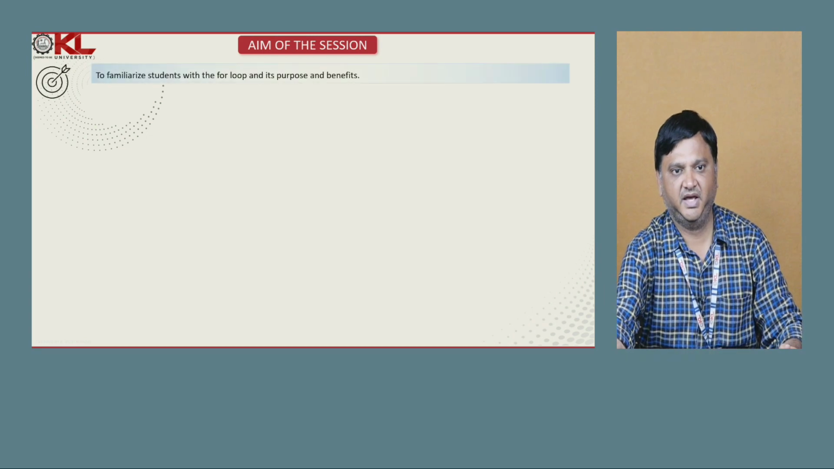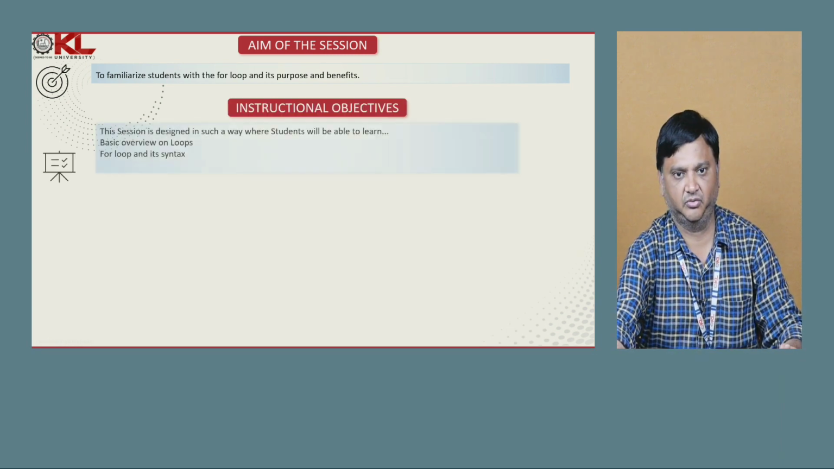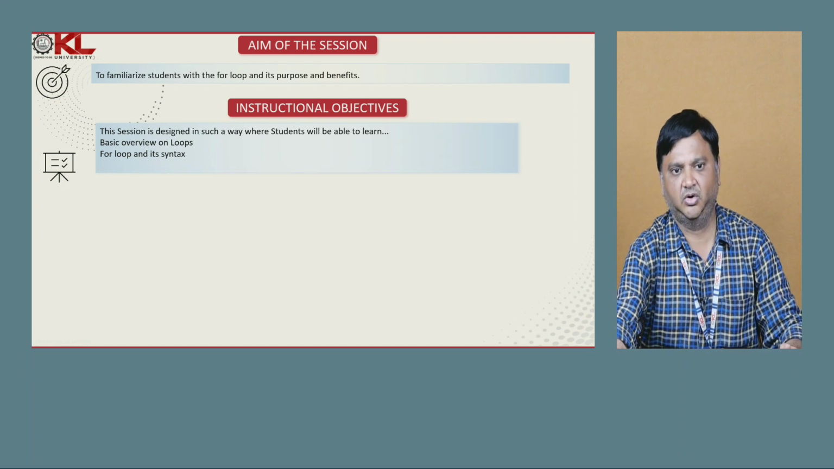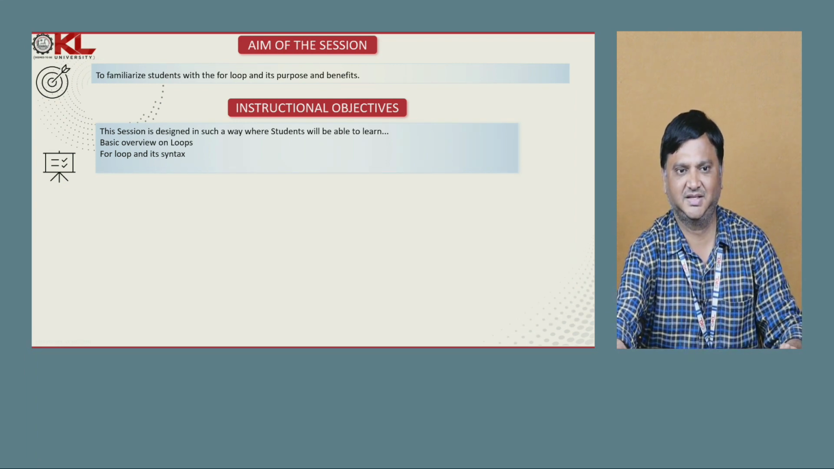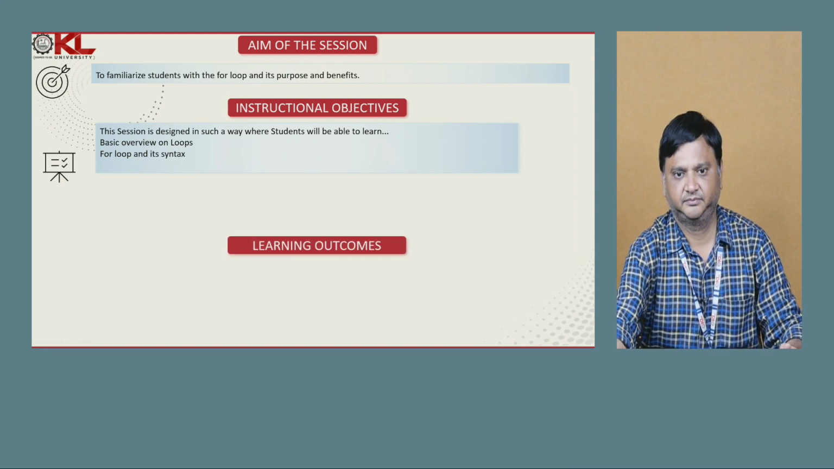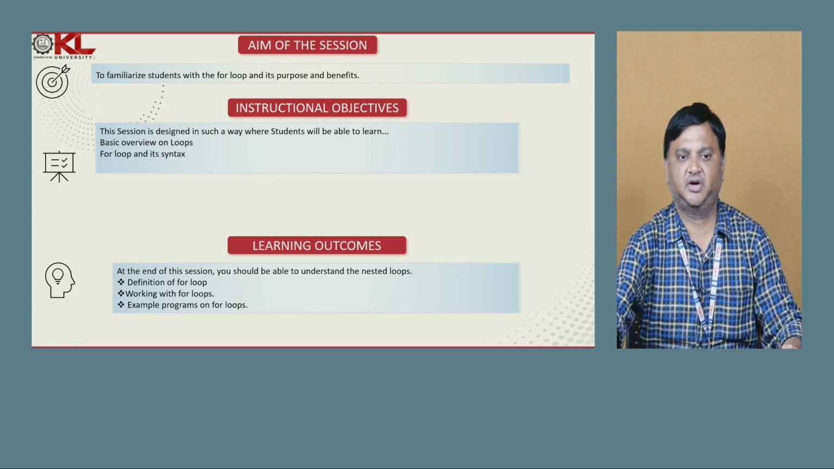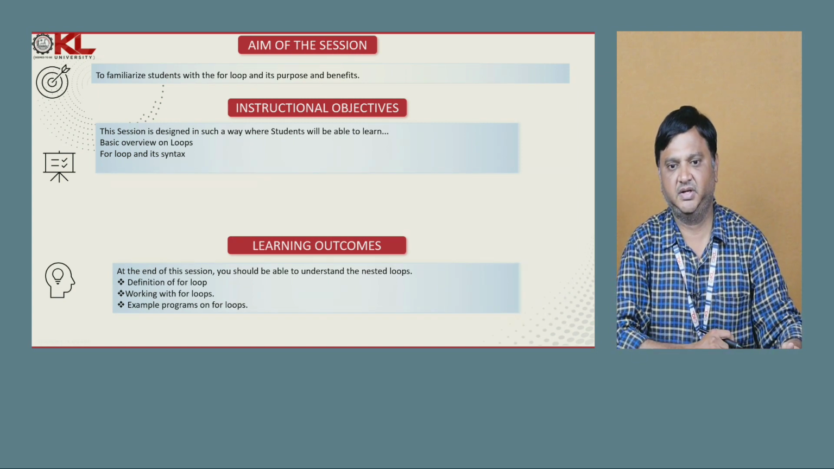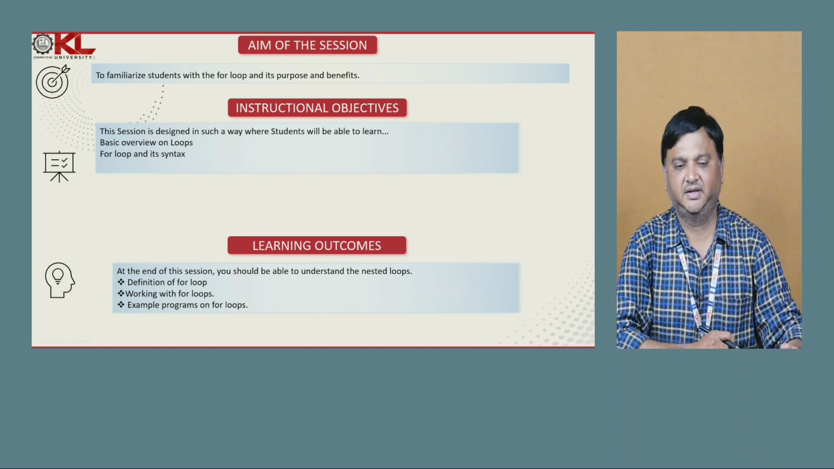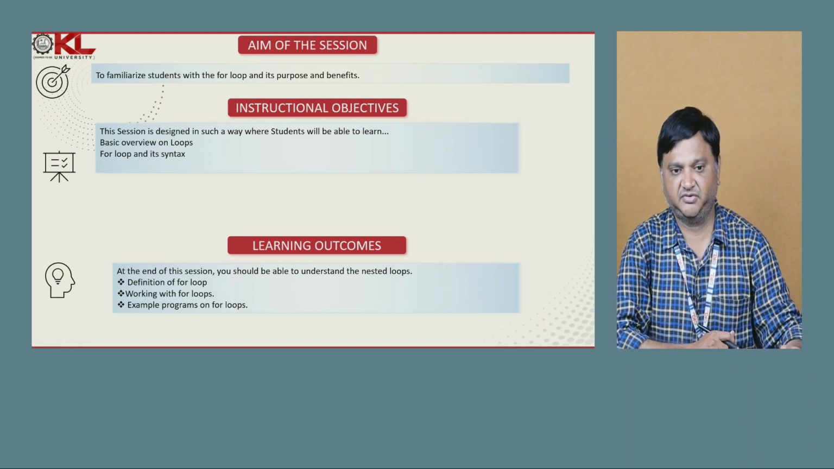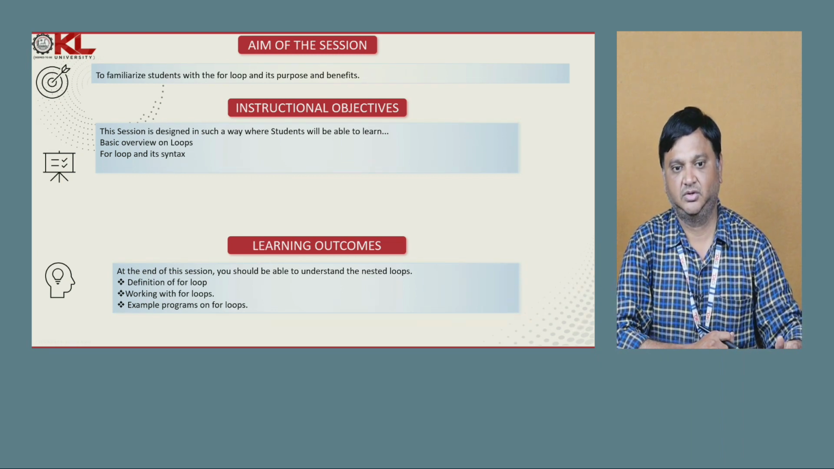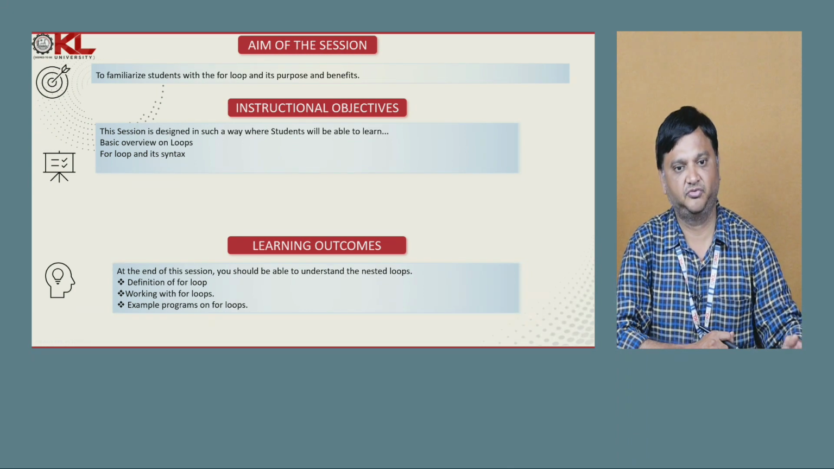So the main aim of the session is to familiarize all of you with how a for loop works and what are the benefits of using for loop, and it covers the basic overview of how we are going to write the syntax and how the flow chart of a for loop will be, etc. So let's go deep into the for loop. At the end of the session you will be able to understand the basic definition of a for loop and how it works, and we'll see some examples to solve some real world problems using for loop.